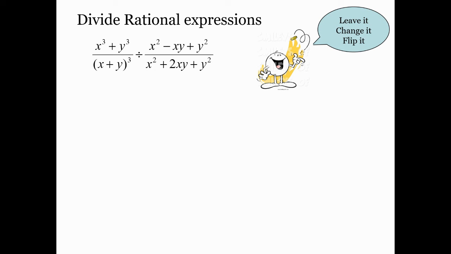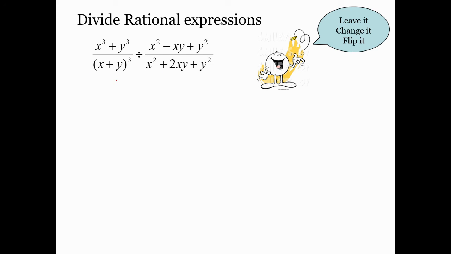When you are dealing with dividing rational expressions, it's really just multiplication, right? So leave the first one, change the sign, flip the second one. Instead of dividing by a fraction, multiply by its reciprocal, right? The reciprocal of 2/3 is 3/2. So in this one right here, I can go ahead and leave the first one.